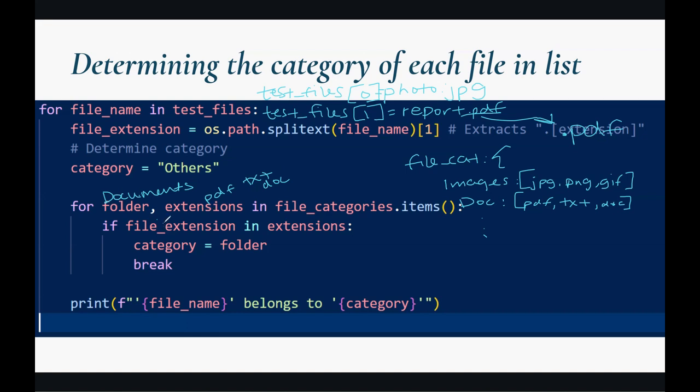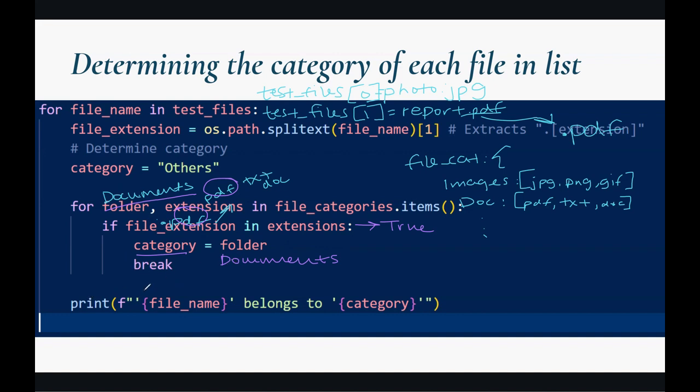So now we're looking, okay, the file extension of our current file is PDF. Is PDF in our documents list? It is. So this evaluates to true. And then our update happens. So the folder name is documents, and that is what our category is now equal to, and we will break.